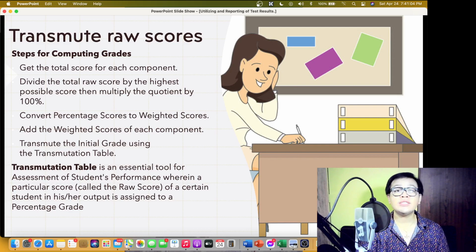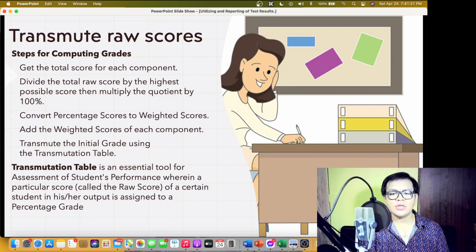Then you also have to transmute raw scores. Steps for computing grades: get the total score of each component. Divide the total raw score by the highest possible score. Then multiply the quotient by 100. You also have to convert the percentage scores to weighted scores, and add the weighted scores for each component. You have to transmute the initial grade using the transmutation table.